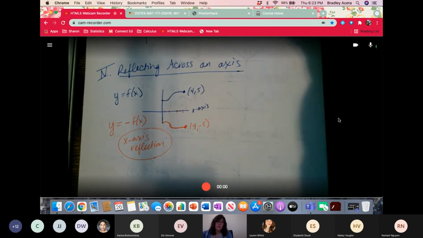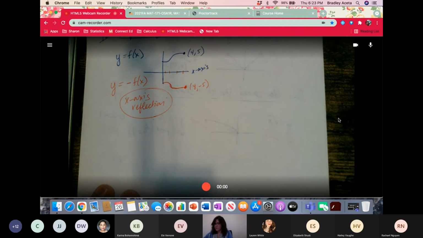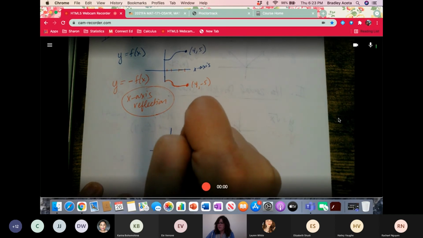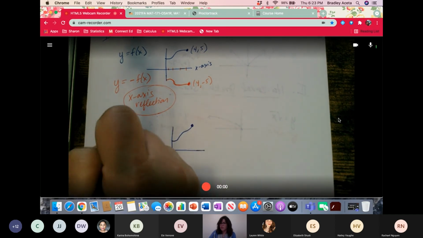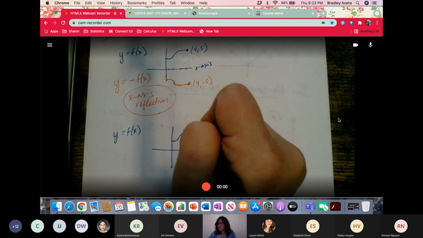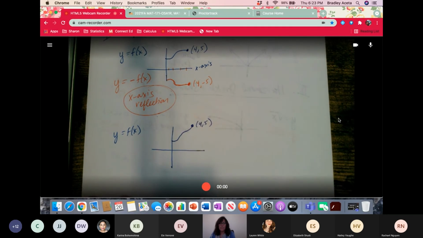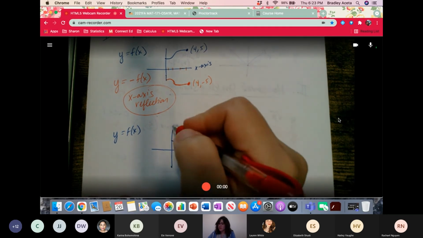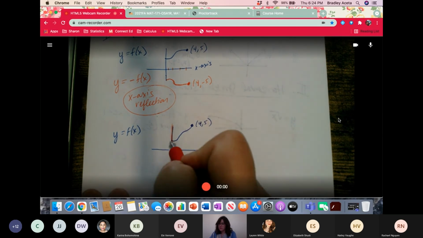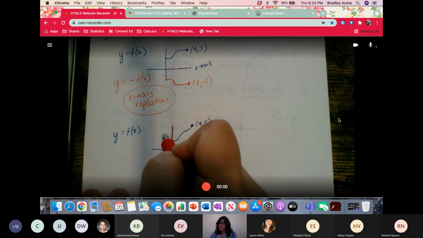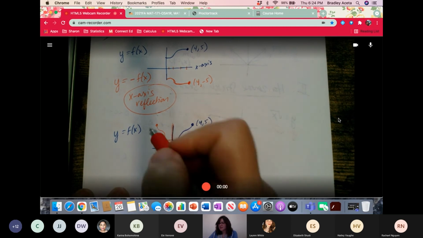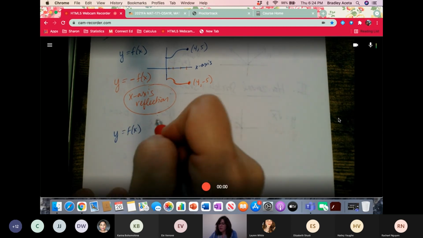So then, same idea. Let's say I drew this. Let's say I was like, whoop. There's my y equals f of x. And let's say this is the point 4, 5 again. And this time I want to reflect it over the y-axis. I want to go over that line. So you'd probably draw something like that. So what is that new coordinate there?